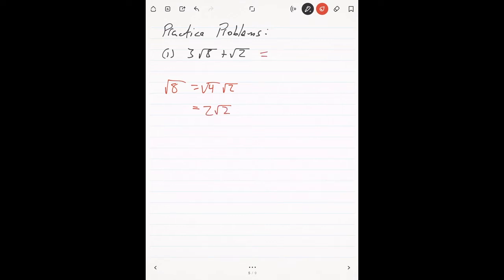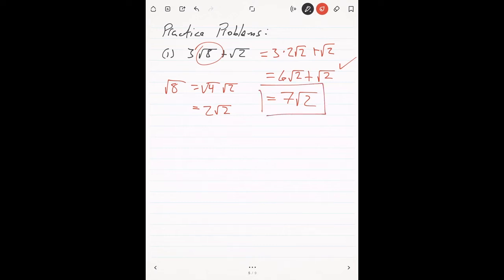Hey, so what do you know? This problem is really 3 times 2 root 2 plus root 2. So that's really just 6 root 2 plus 1 root 2. It turns out that these are in fact like radicals. We just had to simplify it down. So in this section, a lot of what you're going to be seeing are radicals that aren't simplified yet, where you have to break them down to show that they are like radicals and that they can then combine together. So our answer here is if you have 6 root 2's and I gave you one more, you now have 7 root 2's.